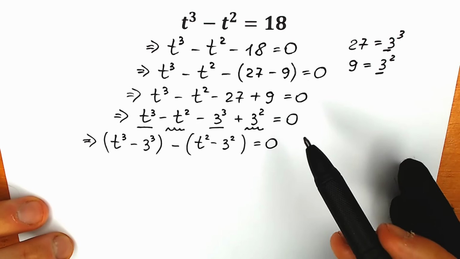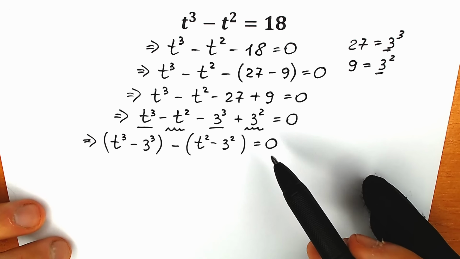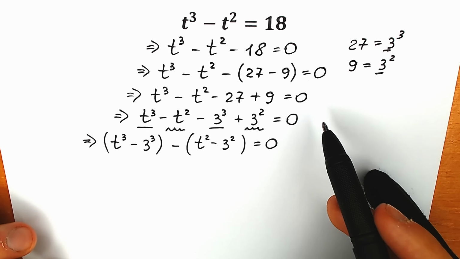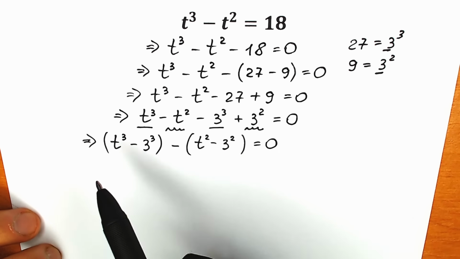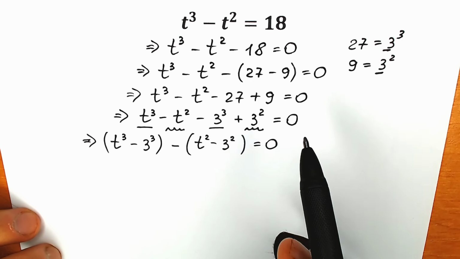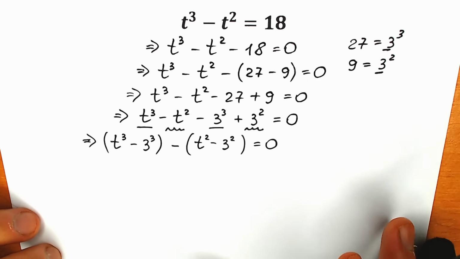I really hope you understand my solution until this moment. These are not hard steps. We just changed this 18 and we just expressed this as cubes and we grouped it. I really hope you understand it. If you still have any question, write a question in the comments below.